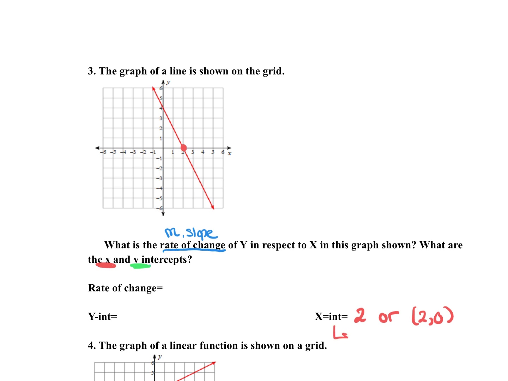Remember, x-intercepts are always in the form x, 0. And then I find my y-intercept right here. So my y-intercept is 4, or we can write that as an ordered pair of 0, 4. Y-intercepts always come in the form 0, y. Once I have 2 dots, which I already have, my x and y intercepts, I can count my slope, or my rise over my run. So I'm going to draw my triangle.